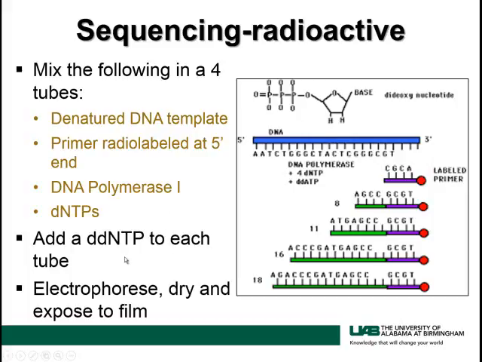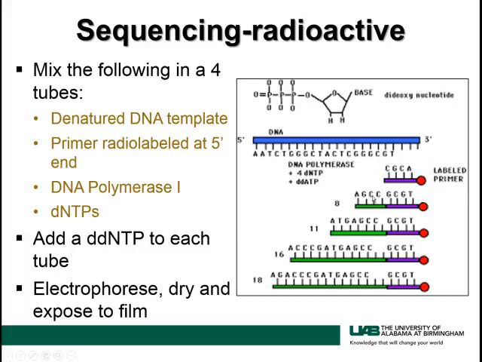So the tube labeled A is going to contain ddATP, G will contain ddGTP, C will contain ddCTP, and the T tube will contain ddTTP, all right? Each one of these is allowed to carry out the reaction. DNA polymerase then extends that primer. The primer is annealed, and then that primer is extended. After that reaction, all the reactions are terminated.